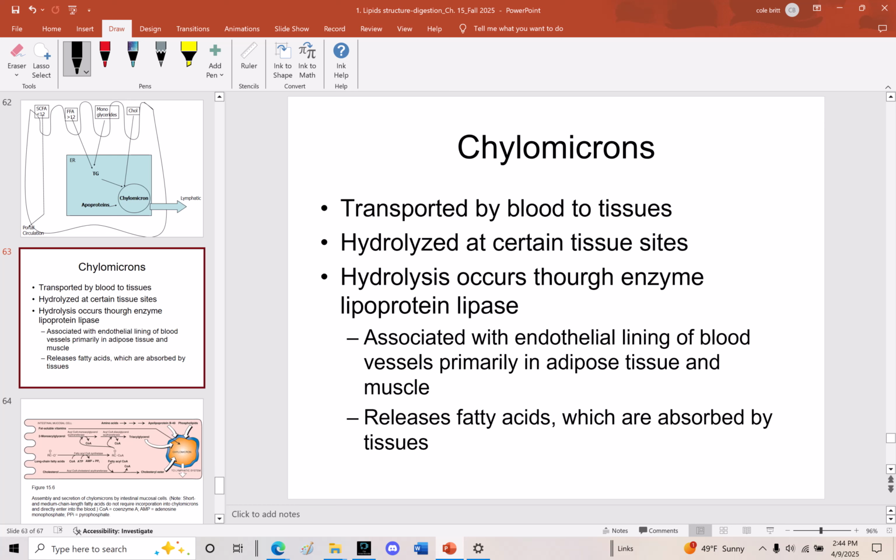And the reason the muscles and adipocytes are doing that is so that they can bring those fatty acids in to store them or to use them, if it's the muscle, because the muscle can use it to make ATP.